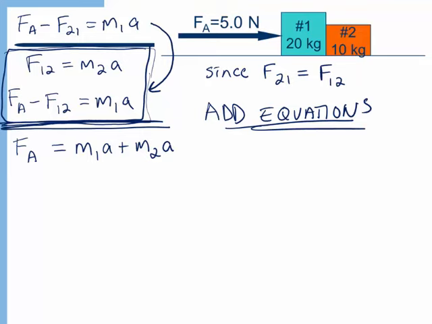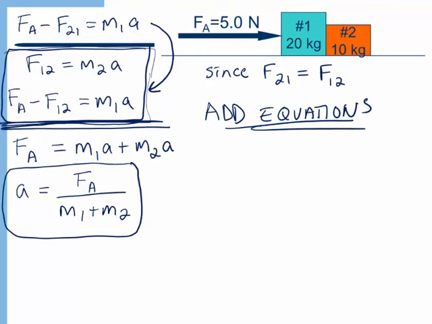Add the left-hand side, add the right-hand side. Now I can go ahead and solve for A algebraically. Factoring out an A and dividing, I get that the acceleration is FA divided by M1 plus M2. I want you to notice that that makes sense, because shouldn't the answer be the same as if I replace these two objects with one object with a mass of 30? And you'll notice that's what the algebra gets us to.